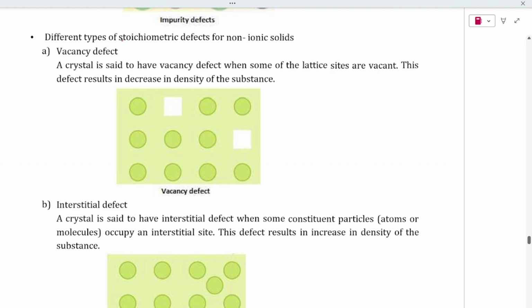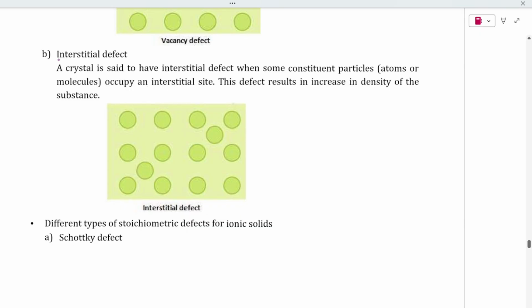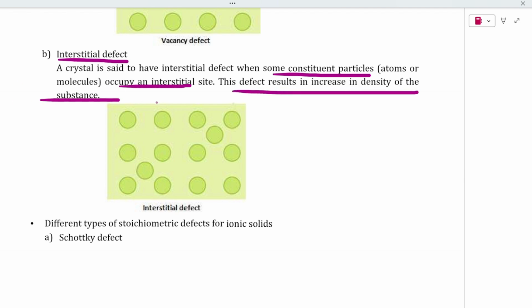Next, the types of stoichiometric defects for non-ionic solids are vacancy and interstitial defects. Vacancy means there will be some gaps in the crystal. That is called a vacancy defect. Interstitial defect means that a constituent particle occupies an interstitial site. This results in an increase in the density of the substance.